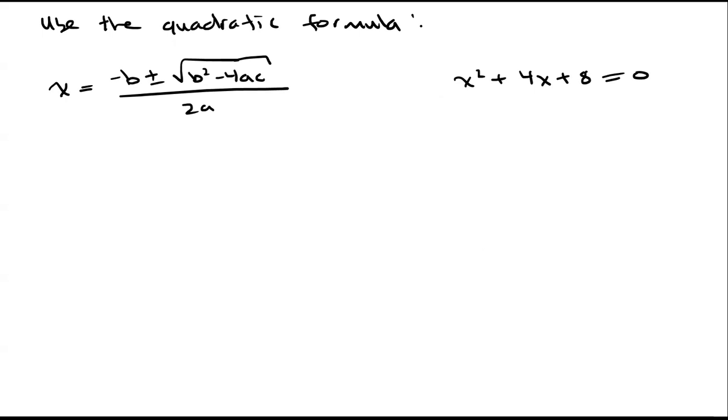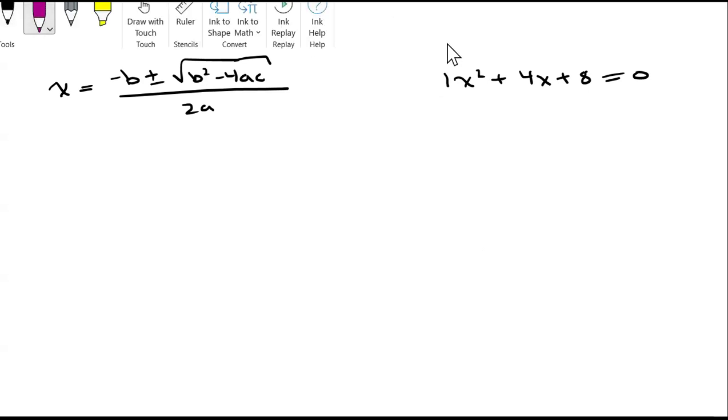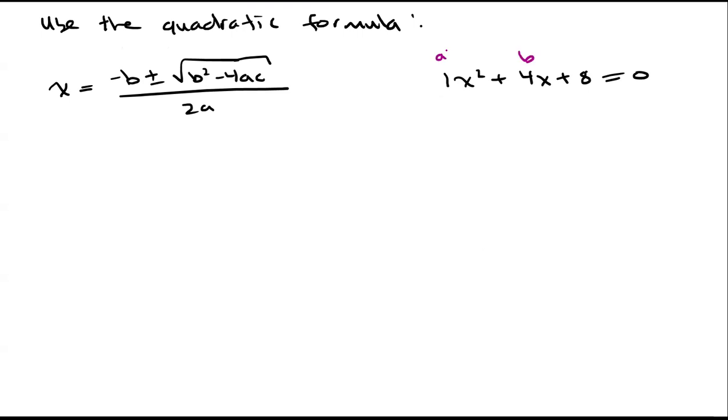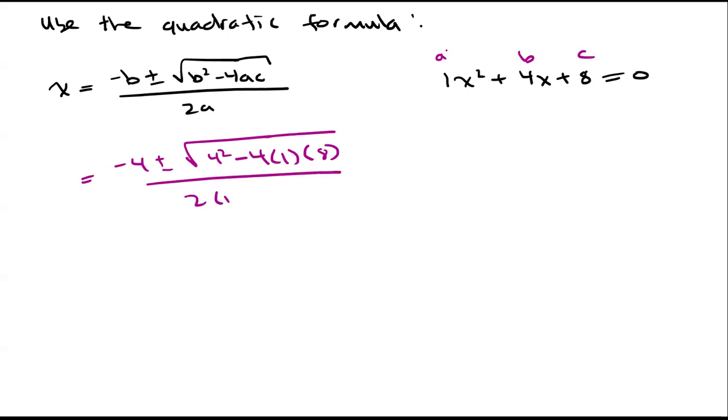Okay, so the first thing you want to do is label your a, b, and c. There's a 1 here, right? So this will be our a, this is our b, and then that's our c. And then we just plug in our information. So we have negative 4 plus or minus the square root of 4 squared minus 4 times a, which is 1, times c, which is 8, divided by 2 times 1.